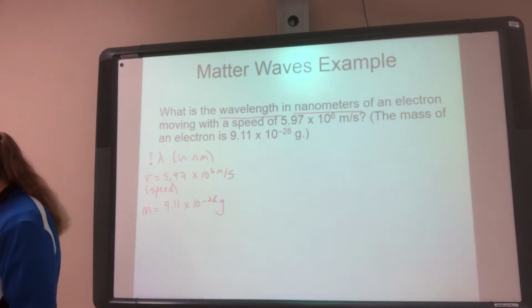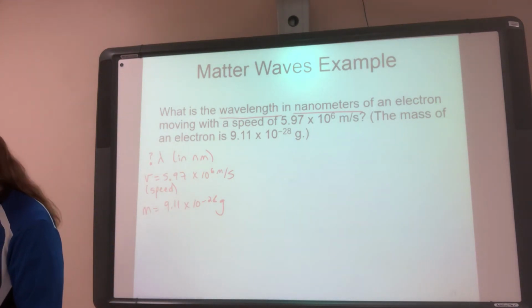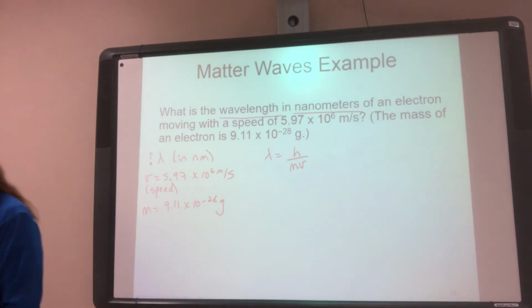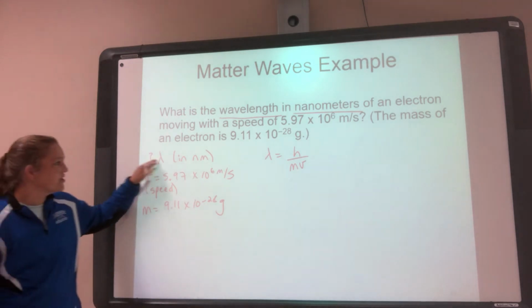So I need to write down my de Broglie equation. So de Broglie was lambda is equal to h over mv. All right? So let's think about, do I have, I'm looking for lambda.